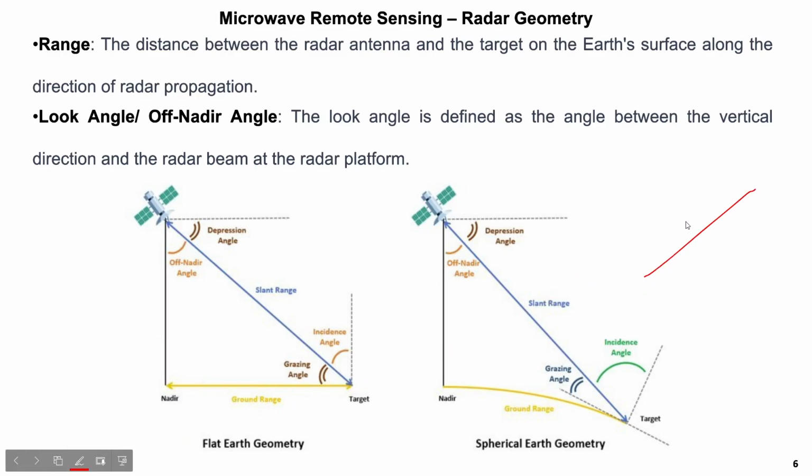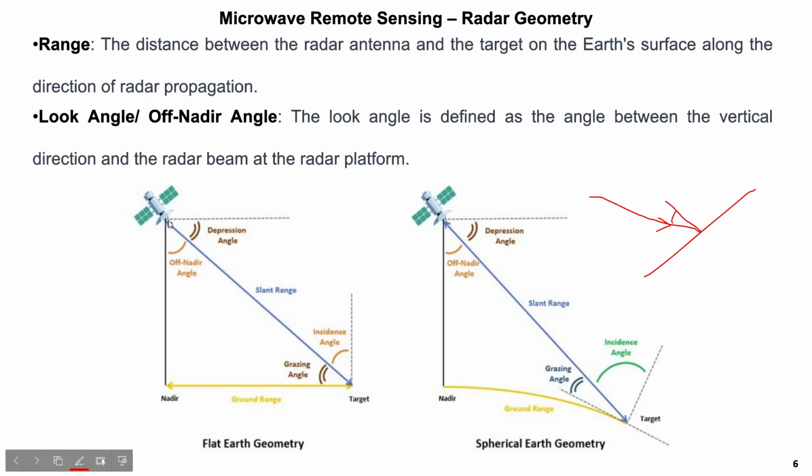So if it is like this, and if I draw a normal, and this is your incoming pulse, this angle will be very small, and your theta varies from pixel to pixel. And 90 minus your incidence angle will be your grazing angle, that is with respect to your ground.